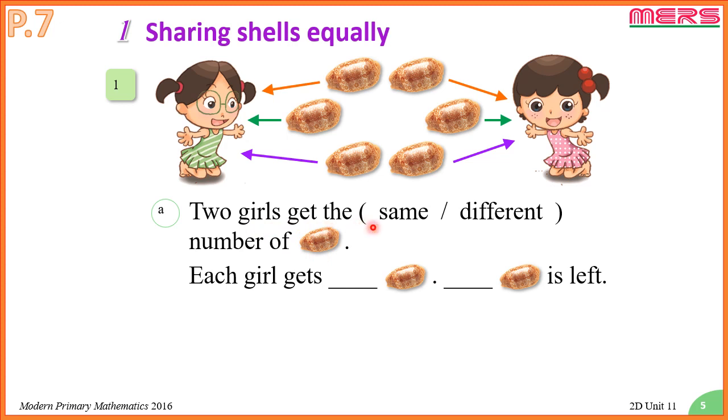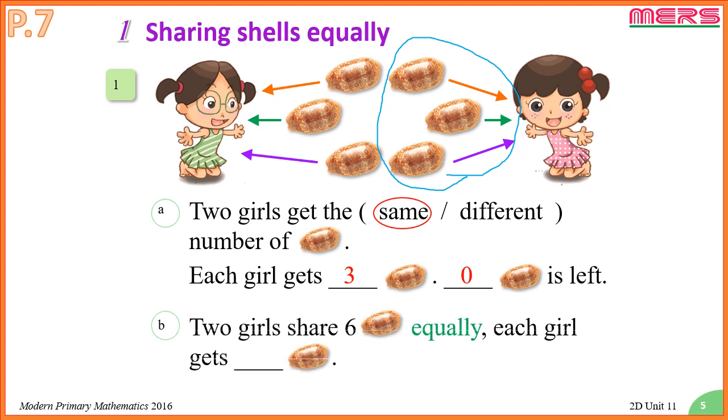You see that the number of shells that they get is the same. They each get 3 shells and 0 shells are left this time. So these 2 girls share 6 shells equally. Make sure it is equal.